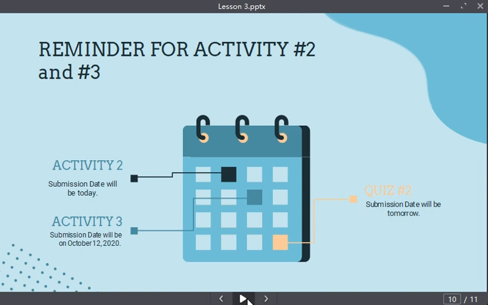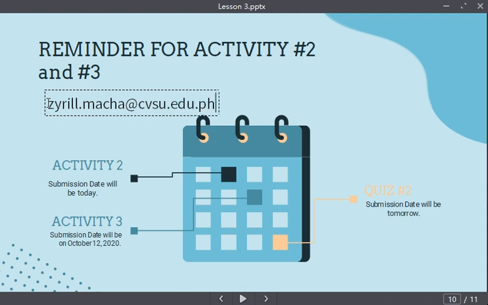So just a reminder for activity number 2 and number 3. Activity number 2, the submission day will be today up until 11:59 p.m. You will send your PowerPoint presentation to my Gmail account, that is Zyril.matcha at cvsu.edu.ph. So kindly name your PowerPoint presentation with your surname. Let's say, for example, De La Cruz underscore BSEM 35. Just like that, for the name of your file.